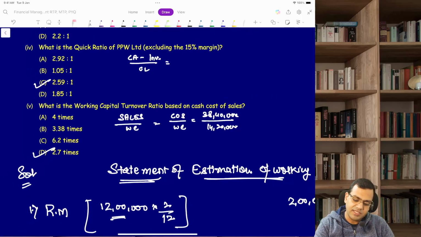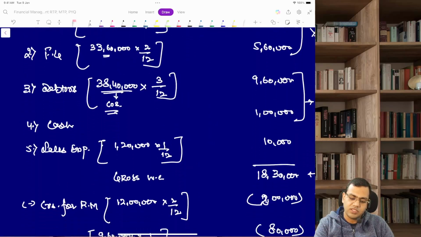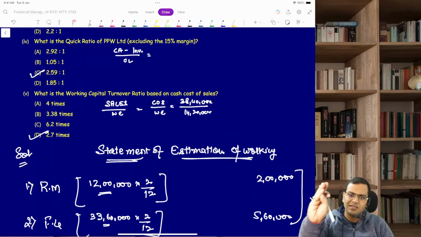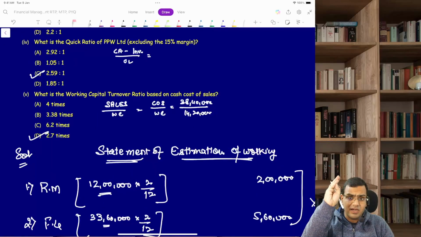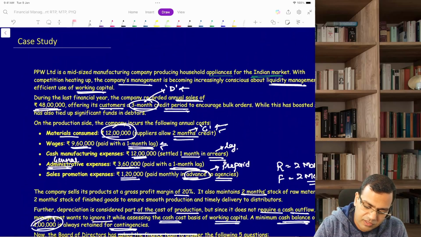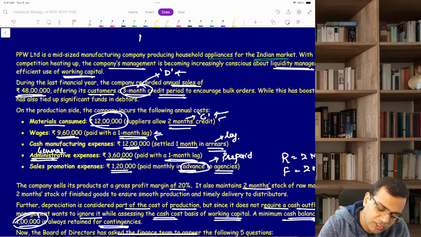I hope the case study is absolutely clear. This is the estimation of working capital, and the main important point here is WIP was missing, sir. It was not a new firm. That makes the question very easy. So this is the complete solution for the case study of RTP January 26.